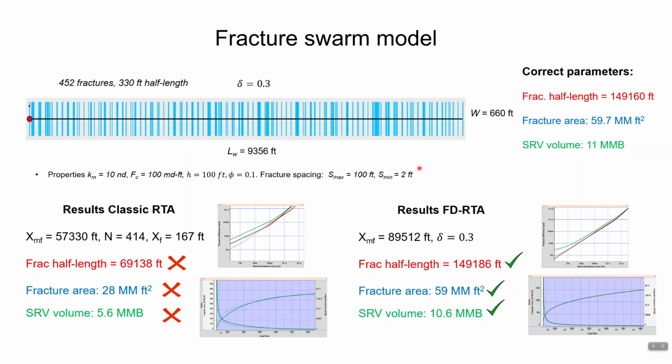So you see, because we never know what type of fracture network we have, if we believe that the classic RTA is giving us the correct response, then we are assuming that we have equally spaced fractures. And based on the evidence that we have, that is not the case in the majority of the cases. In that case, you might end up with an underestimation of frac length and fracture area and SRB volume.